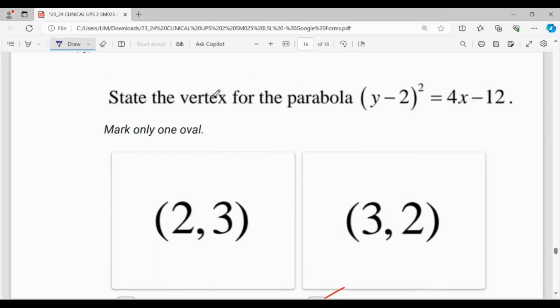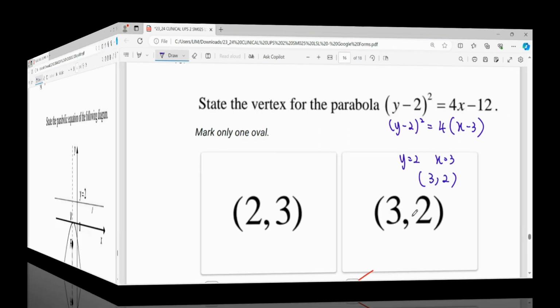Then the next one, the vertex of this parabola. So (y minus 2) squared. For this part, 4 needs to be factorized out. So when you factorize out, you get 3. So factorize the right hand side. From here, we can read out y is equal to 2, x is equal to 3. So this vertex is (3, 2). X first, followed by y.